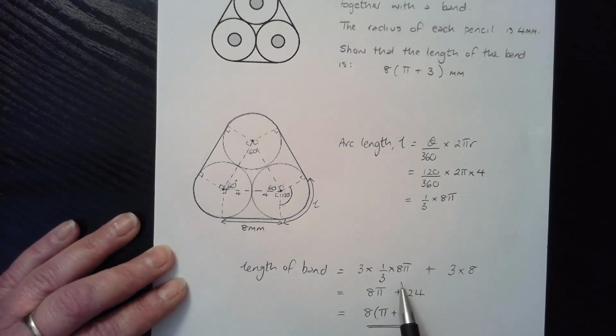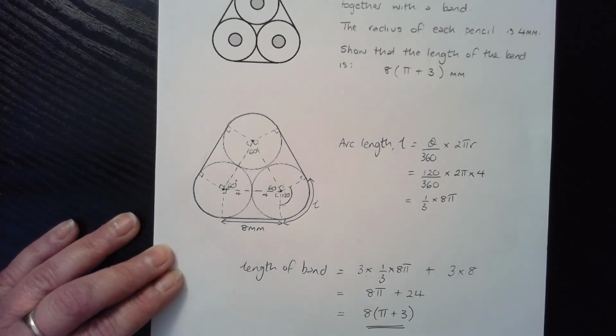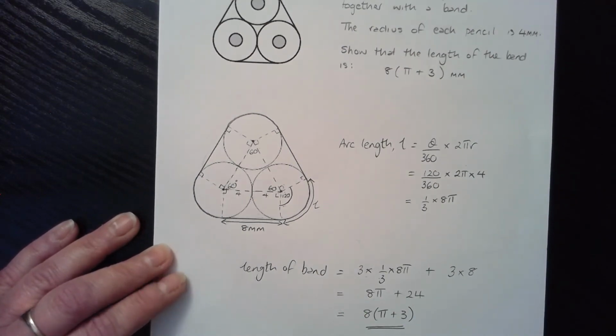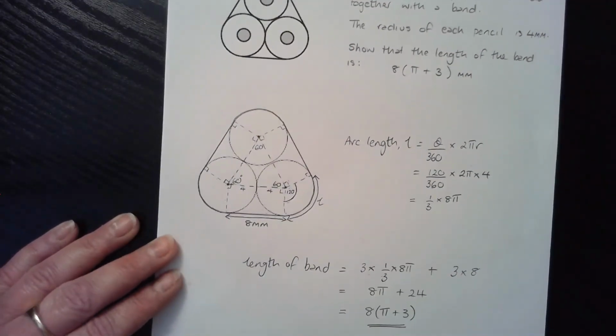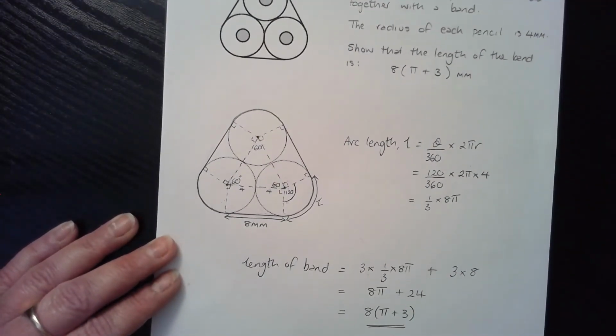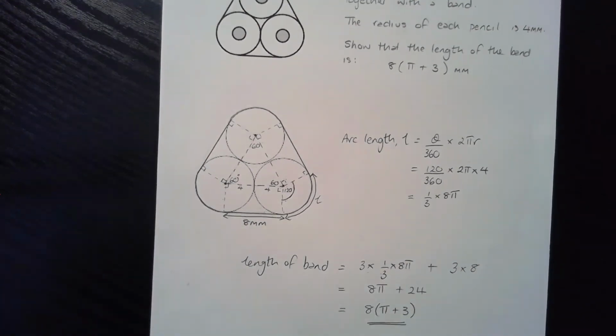Now it's your turn. So have a go at the questions in exercise 15.3a on page 225. Remember that the questions marked with an asterisk, the little star, are the extension questions. Okay, good luck, thank you, until next time.